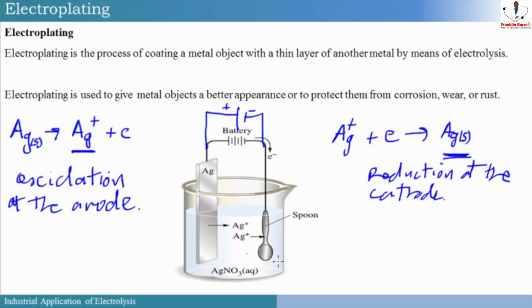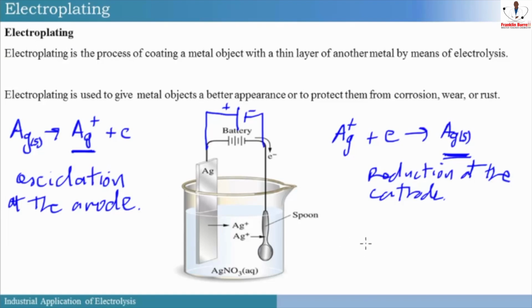So as you can see, this is very similar to the process of purification, where the impure substance is placed at the anode and the pure substance is placed at the cathode. In this case, what I want to dissolve, I put at the anode, and it is built up around the cathode. And that is the process of electroplating. So let's look at another example.